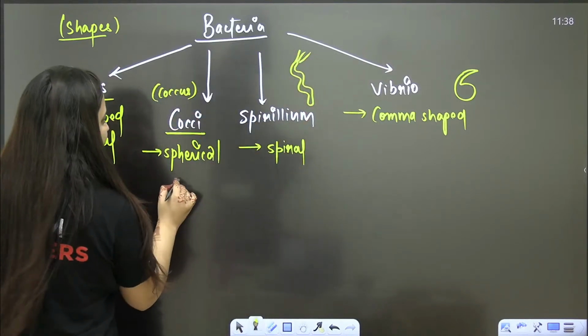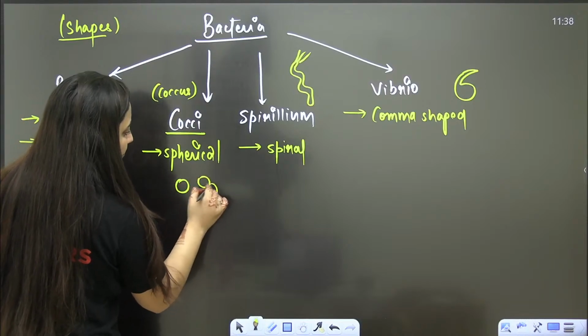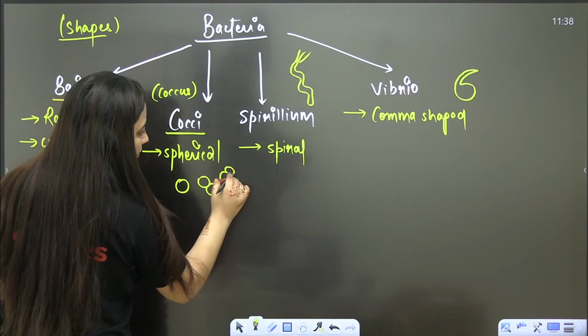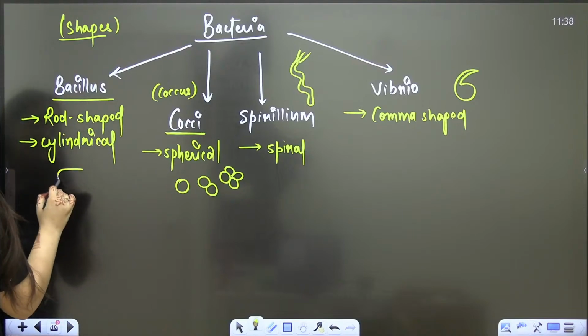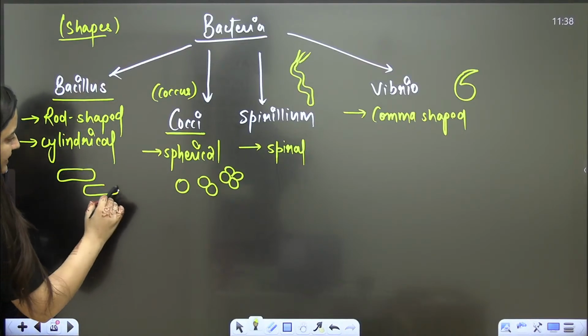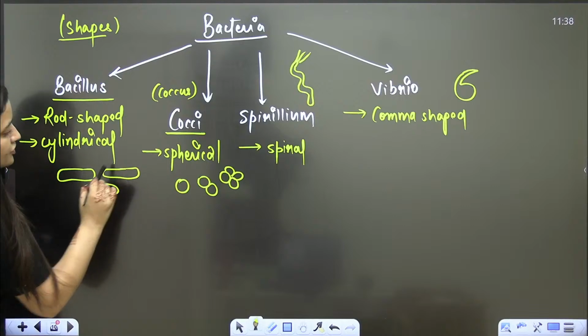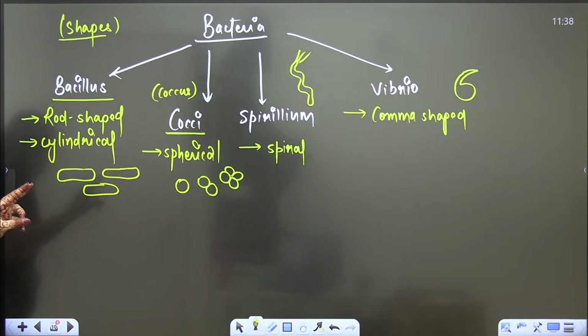Coccus, spherical. It can be diplococcus, spherical, and here rod shaped bacteria. Understood? There are different examples there, and I believe you also know those examples. If you don't know them, don't worry, we will discuss that too.